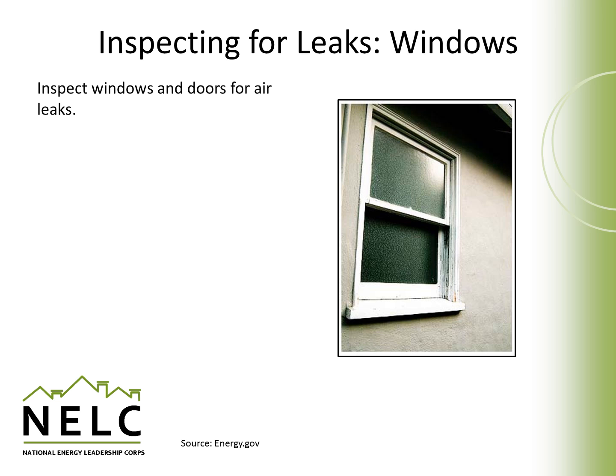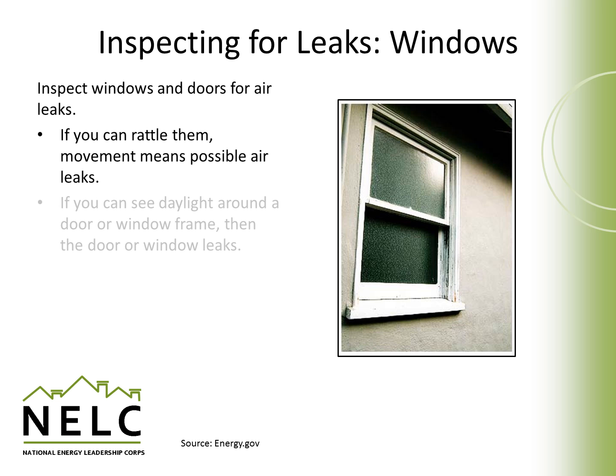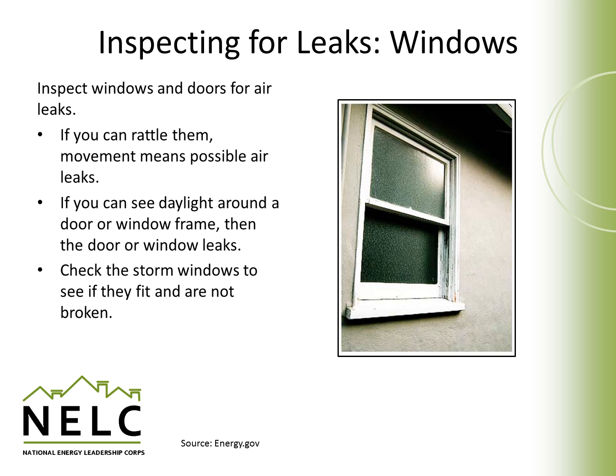they're operating well and performing the way they should. If you can rattle them, it means there's probably air leaks between the panes or around the frames. If you can see daylight around the perimeter of the window frame, then there's obviously some leaks. And you can also make sure that you check storm windows to see that they fit tightly and that they're not broken in any place, because a tight seal around them would also be important to stop air leakage.